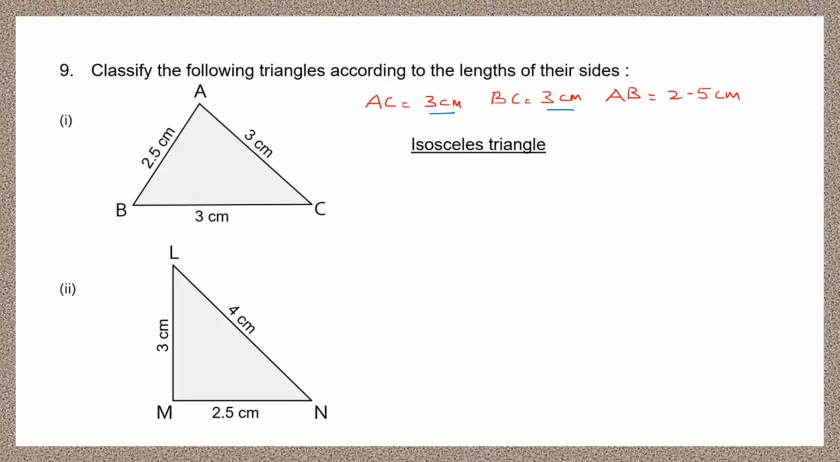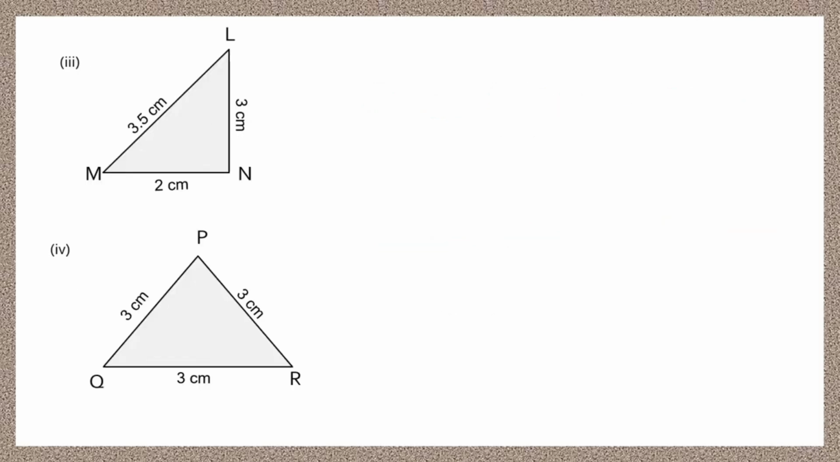Question 2. You can see LN 4 centimeters, MN 2.5 centimeters and LM 3 centimeters. All three sides have different measurements. Such a triangle is called a scalene triangle. Question 3. LM is 3 centimeters, MN is 2 centimeters and LN is 3.5 centimeters. All three sides have different lengths, so it is a scalene triangle.